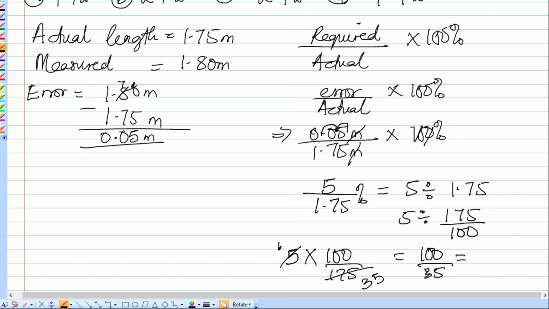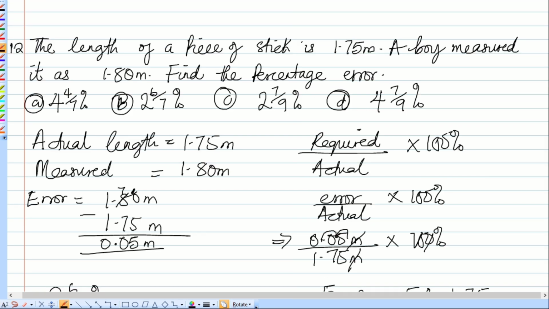5 into 35 is 7, and 5 into 100 is 20. And then 20 divided by 7. If 7 shares 20, it collects 2, because 7 times 3 is 21, which has exceeded 20. So we have 2, and 7 times 2 is 14, so it's going to remain 6. The remainder is 6 over 7%. We're going to leave our answer as a fraction. So our answer is 2 whole number 6 over 7%, and it corresponds with option B. So option B will be the correct answer.